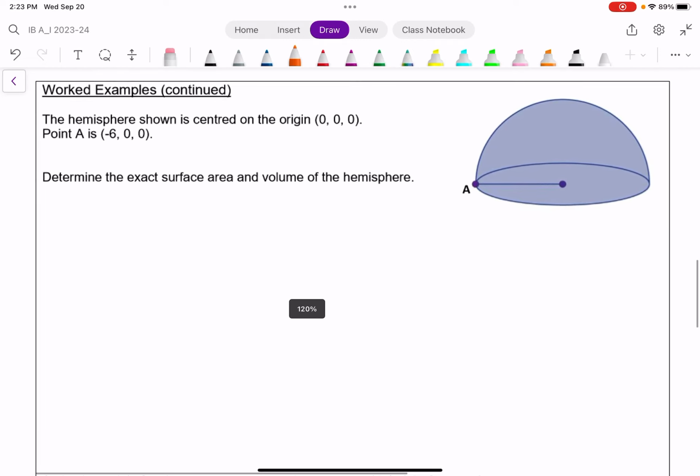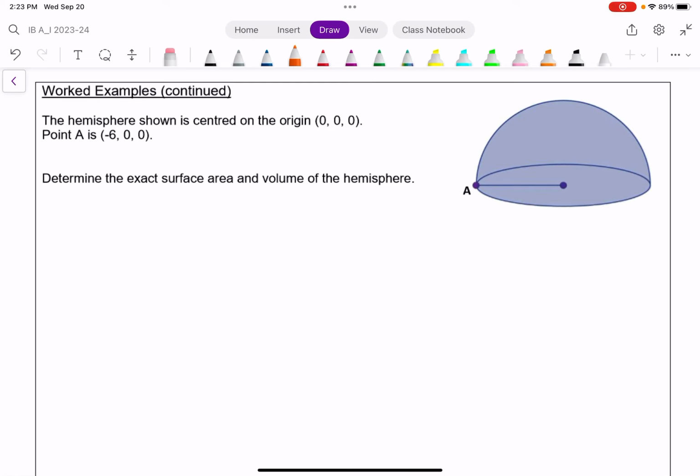All right, I have a hemisphere, which means half a sphere, and I give some coordinates. The origin is where the center is, 0, 0, 0, and point A is at -6, 0, 0, which tells me this radius from here is 6 units. Now, the question doesn't tell me what the units are, so just 6 units. That's my radius. All right, I want the exact surface area and the exact volume of a sphere.